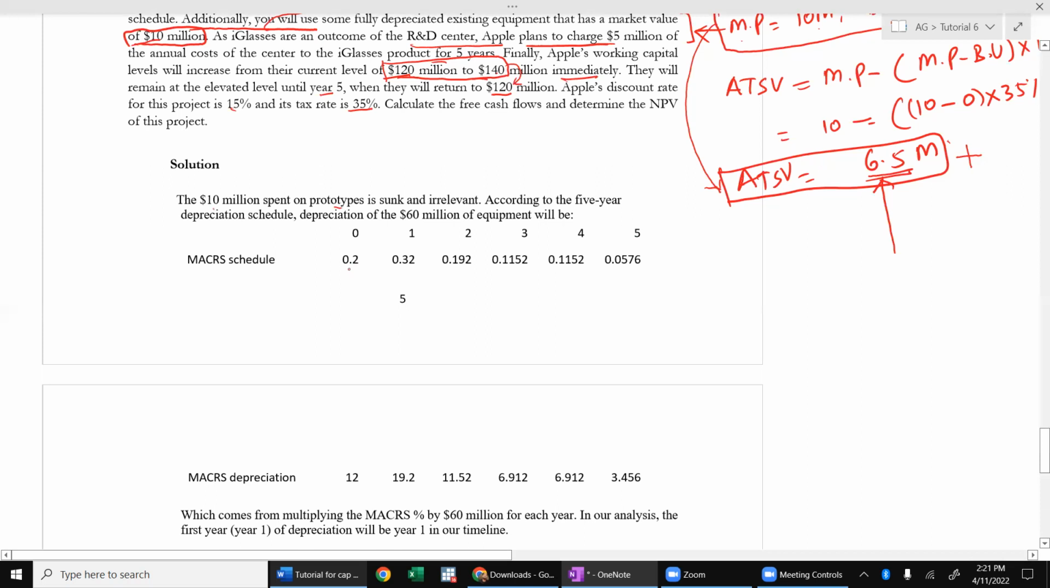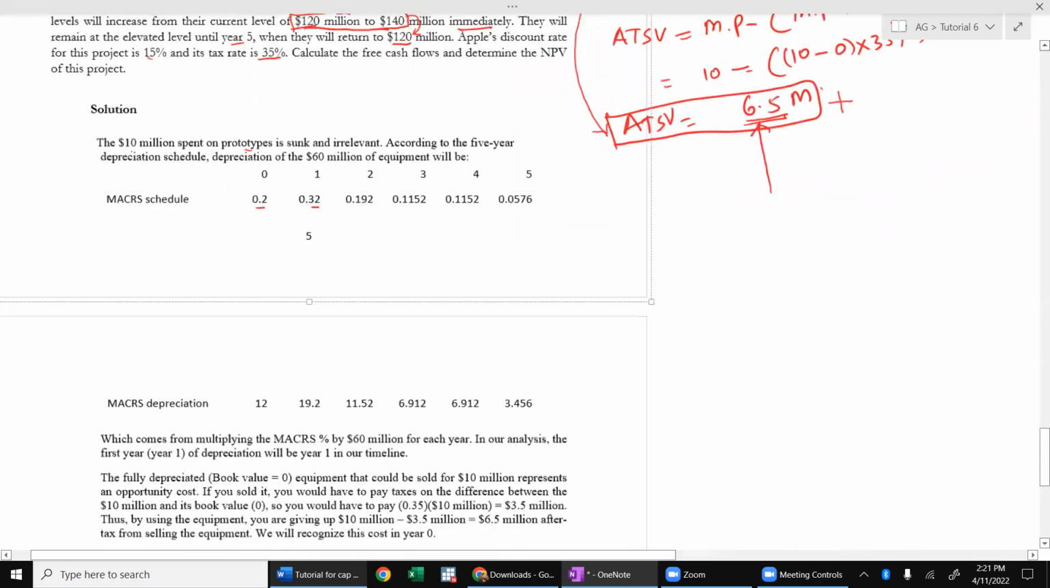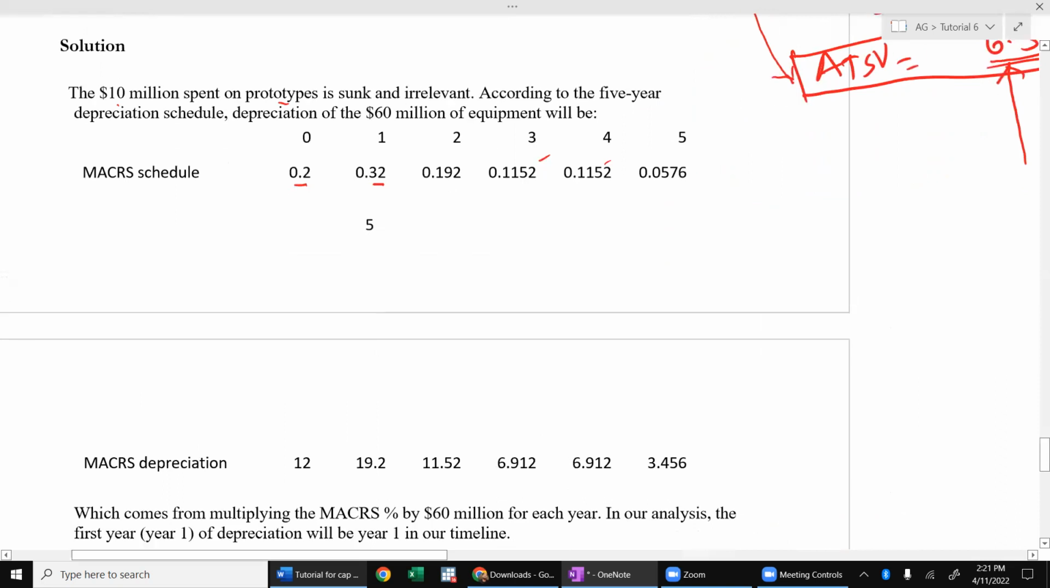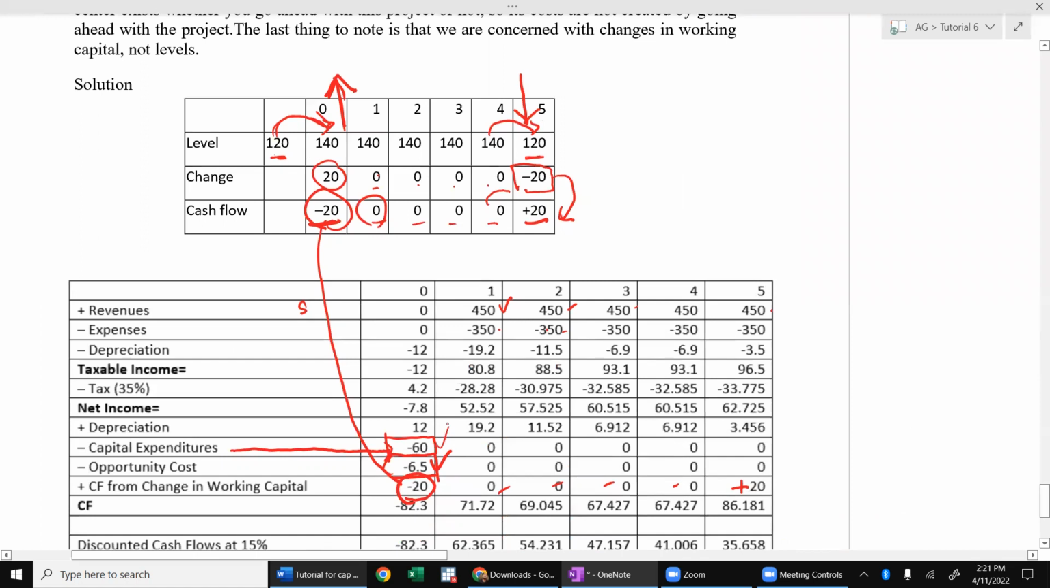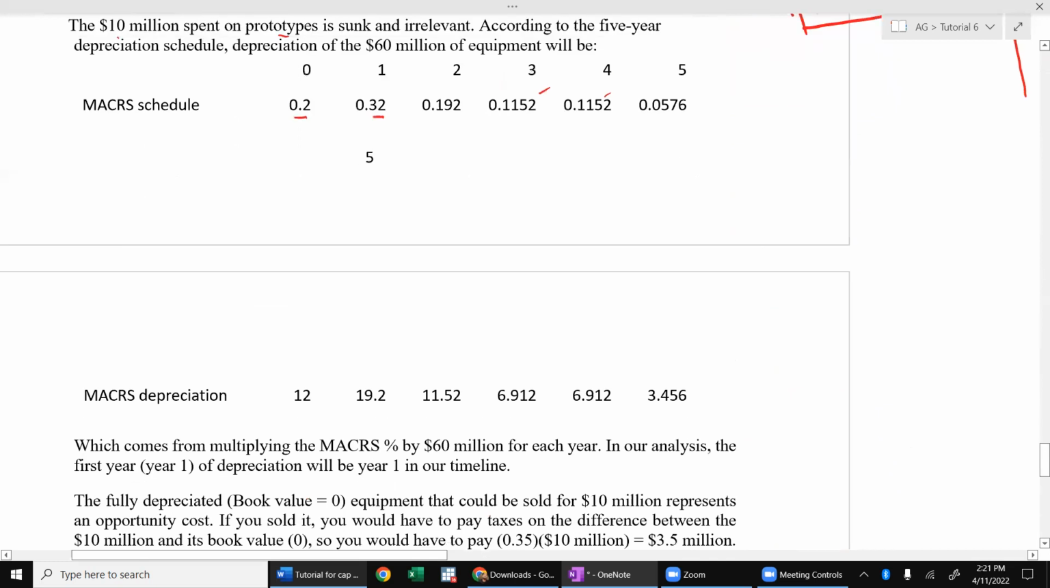So in year 0, the rate would be 20%, 32%, 19.2, 11.52. And don't worry, these rates will be given. So these rates will be provided to you. So what is the cost? Cost is 60 million. 60 million multiplied by the rate. So 60 million multiplied by 0.20.